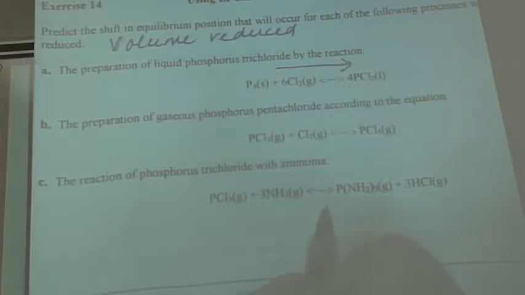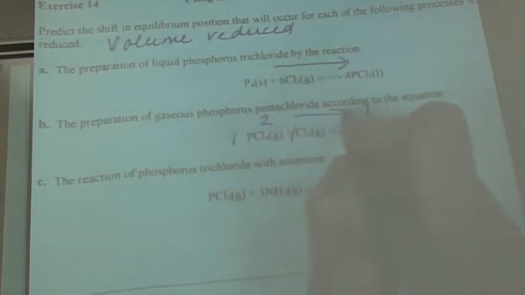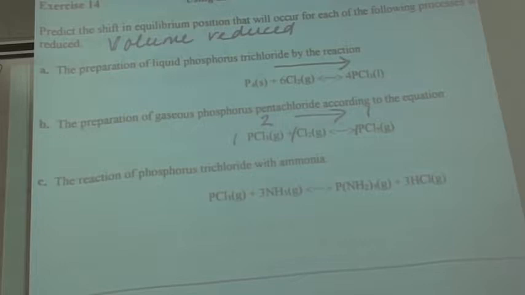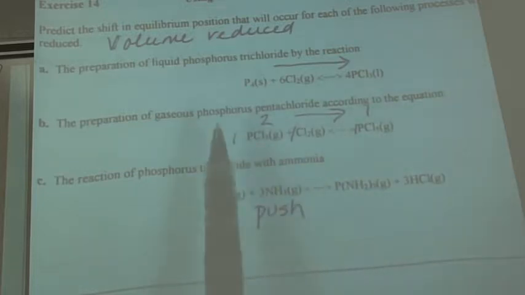Shift to the right. Here's 1 mole, 2 moles. This one is just 1, so it's going to the side with the fewest number of moles. The reaction of phosphorus trichloride with ammonia: pressure is not affected. It's not going to go either way. Let us look at this equation right here.